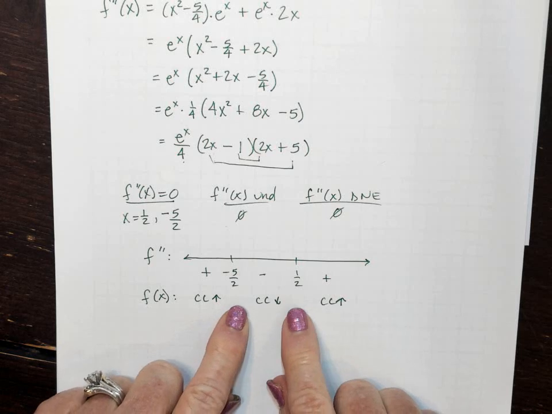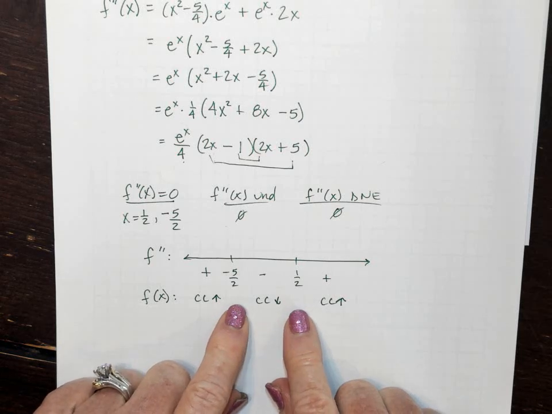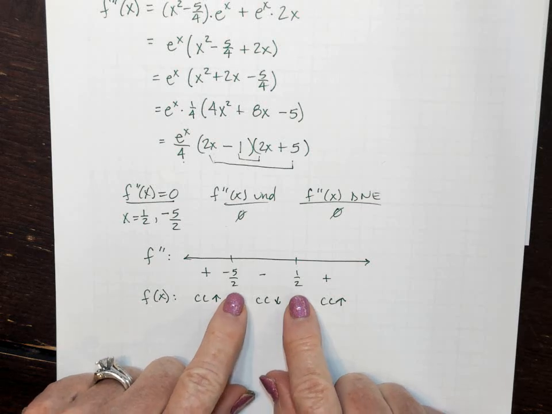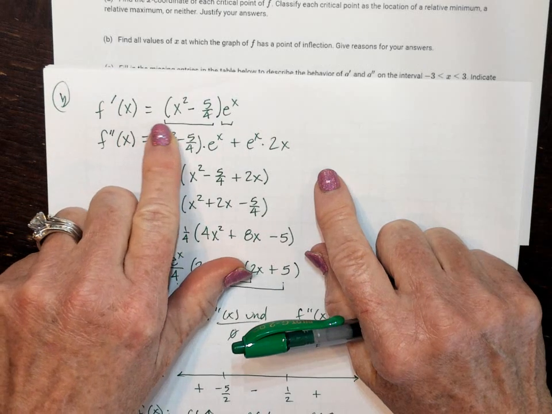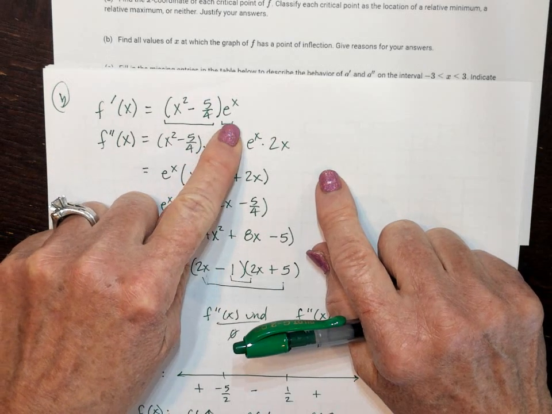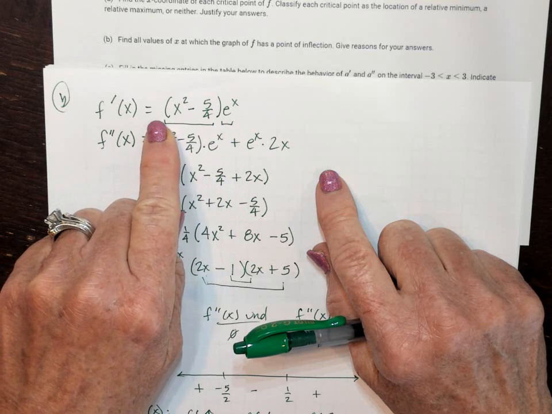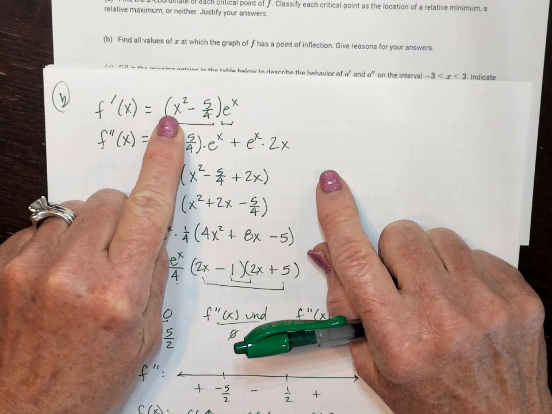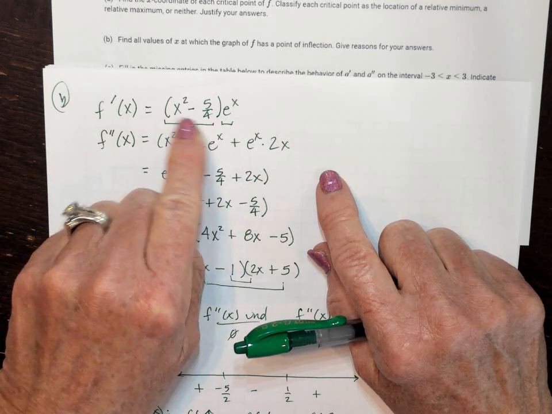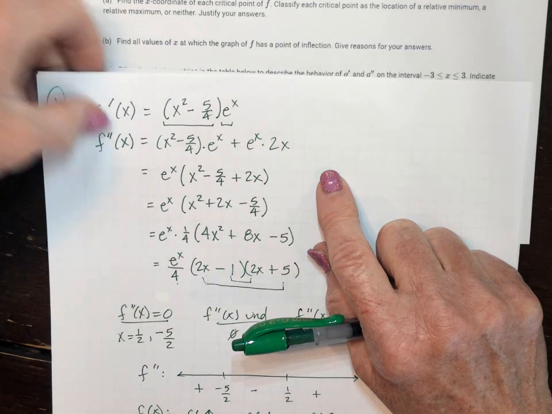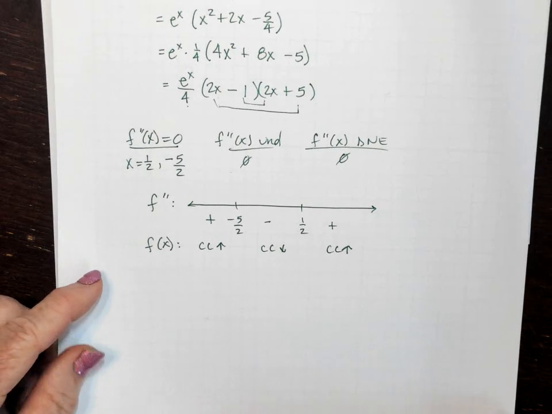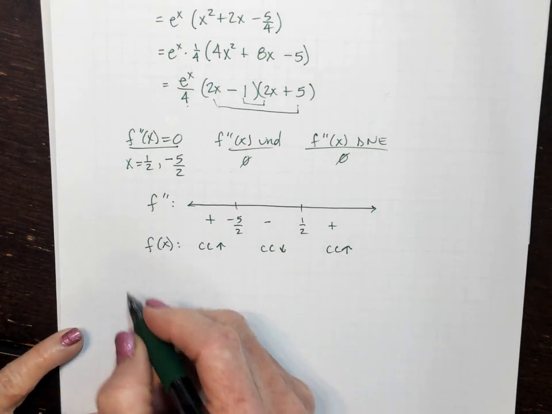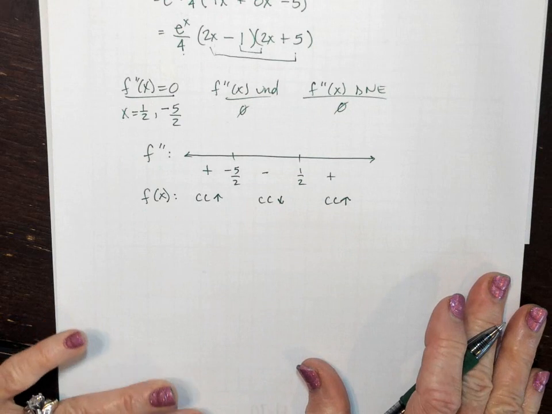The other thing we need to talk about is a tangent line. So does f prime exist at negative 5/2 and a half? So look back up here at f prime. Can you substitute in a half and get an answer? Absolutely. Can you substitute in a negative 5/2 and get an answer? Absolutely. So that first derivative does exist, so there is a tangent line there. A lot of talking going on. Let's write this out so we have a complete and nice justified answer.